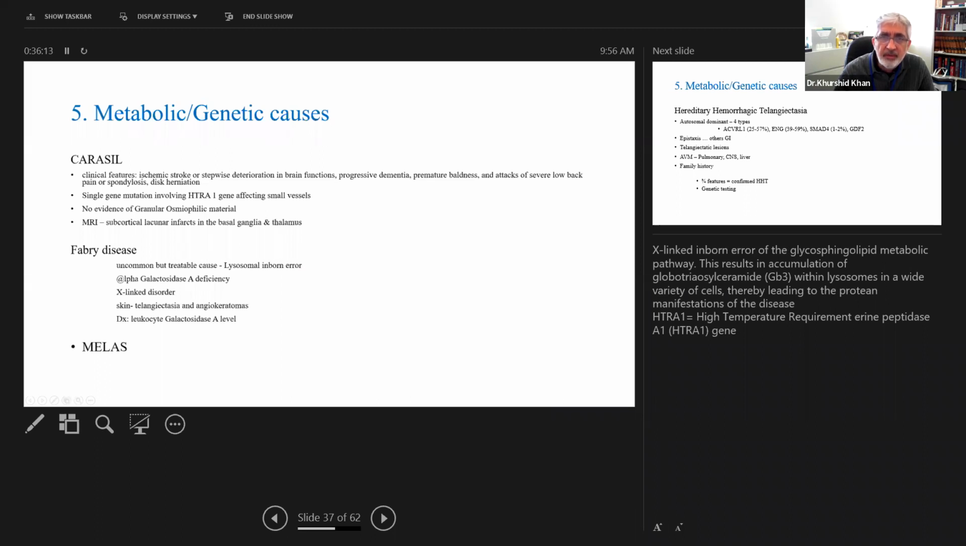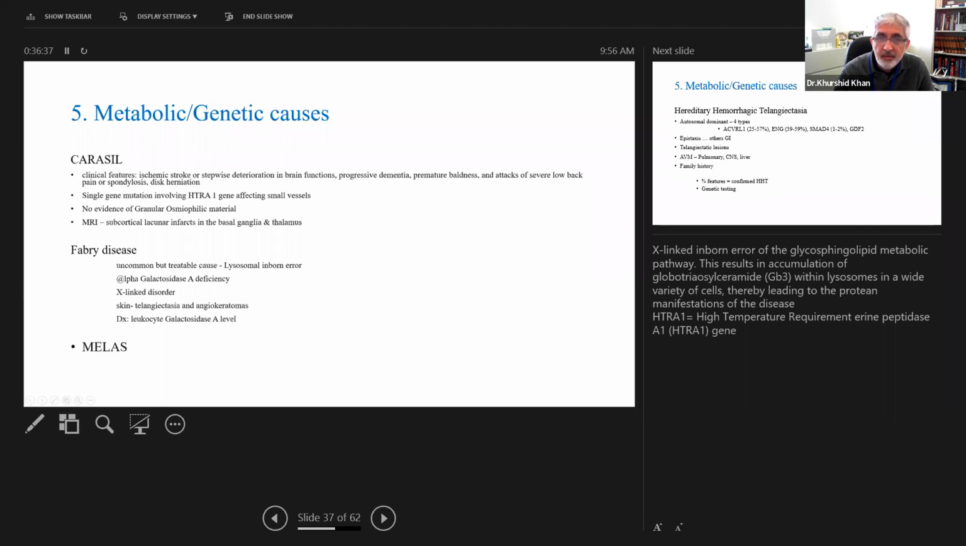They may present with premature baldness because it also affects the connective tissues. They may also cause lower back pain and disc prolapse in these individuals. Again, a very rare cause. Fabry's disease, again, is uncommon, but is treatable. It's a lysosomal inborn error due to galactosidase A deficiency and is X-linked.